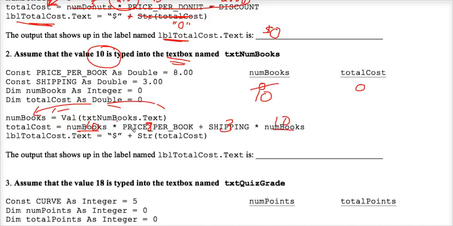You do this multiplication first. 10 times 8 is 80, of course. And you have to slide over here and do this multiplication next. 3 times 10 is 30. What you're left with is this 80 plus this 30. 80 plus 30 is 110.